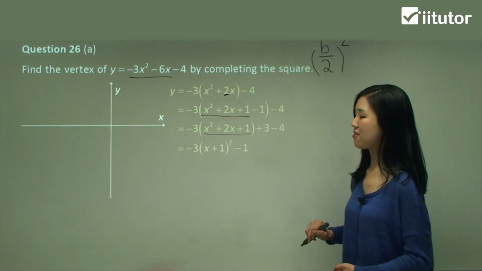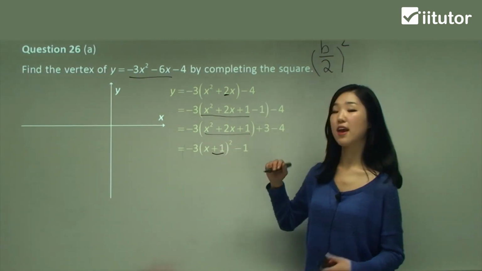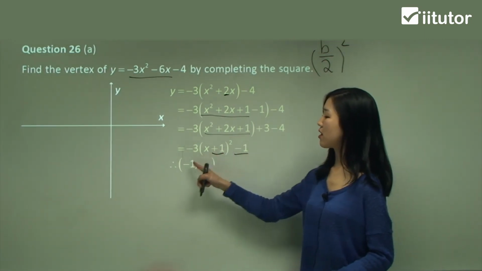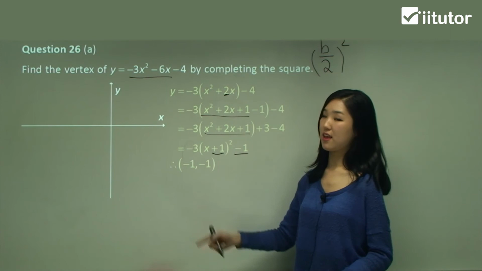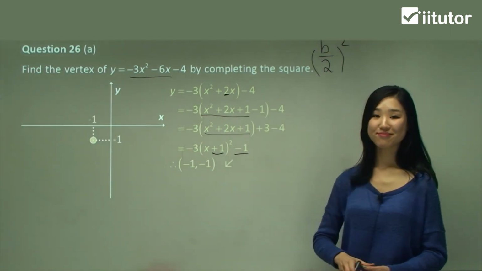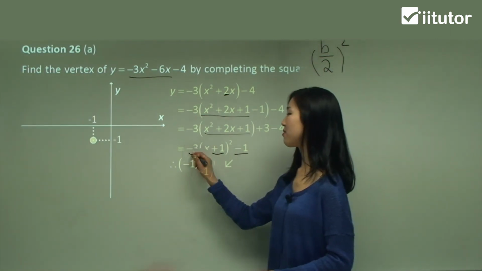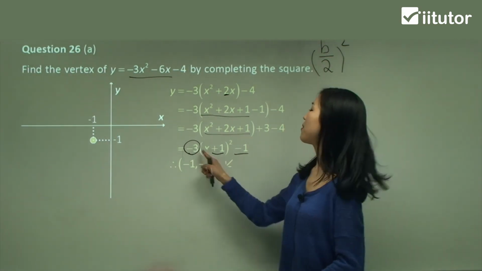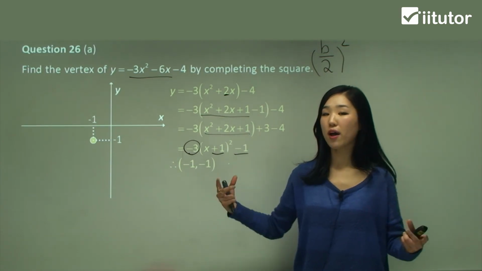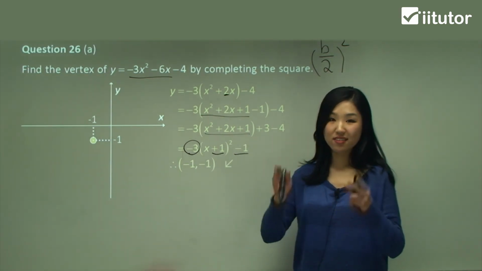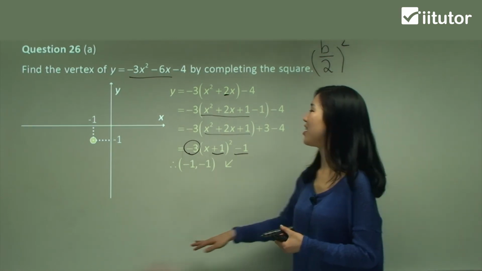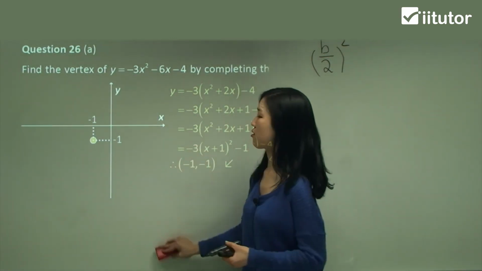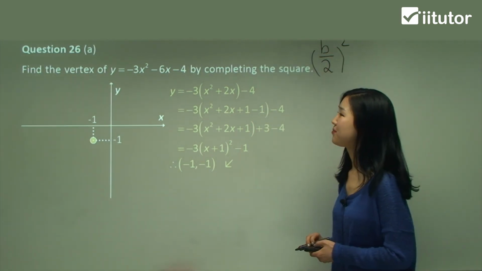So now we can identify the vertex. So you look at this for the x coordinate and that for the y coordinate. So x coordinate is negative 1 and the y coordinate is negative 1. Just plot it in. Okay, and again, this negative 3, because it's negative, you know that it's going to be concave down, and because it's a 3, a number greater than 1, it's going to be a little bit more slim or thinner. Okay, but again, don't worry too much about that because you can draw the graph after you find your intercept.